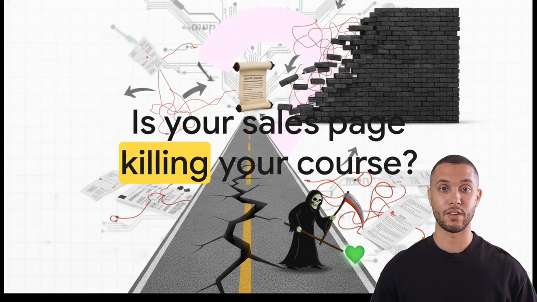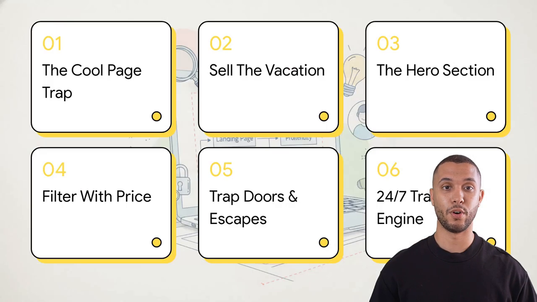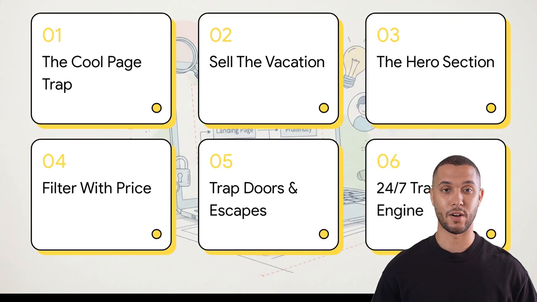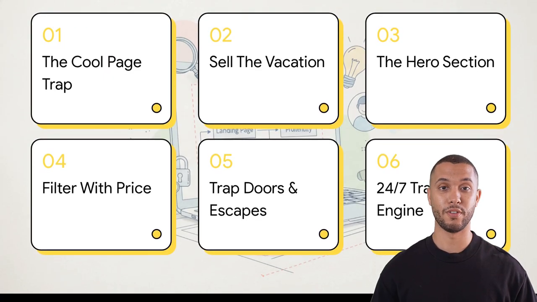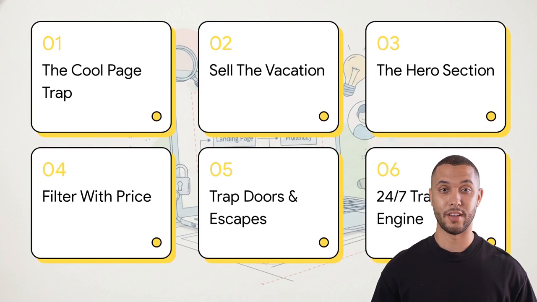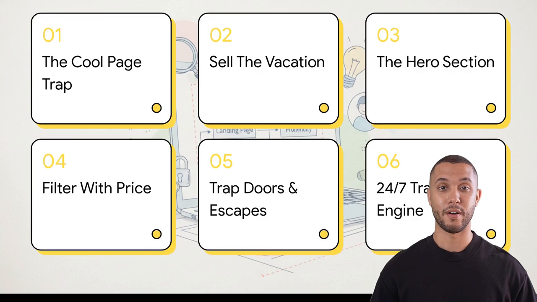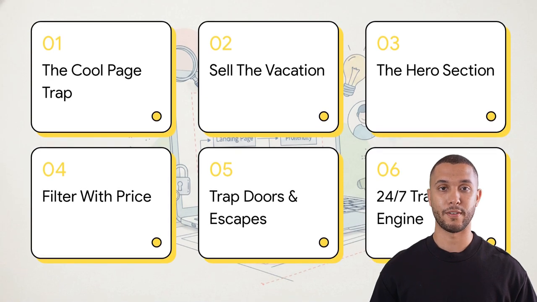So here is our exact blueprint to revive that page. First, the cool page trap. Second, sell vacation, not the trip. Third, the high converting hero section. Fourth, filter with price and action. Fifth, trapdoors and escapes. And finally, number 6, your 24/7 traffic engine.